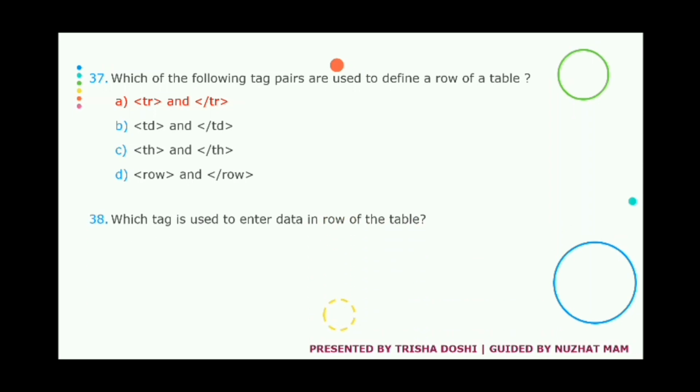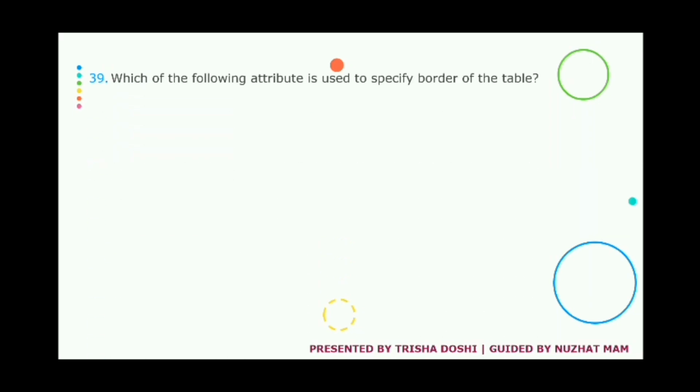Question 38. Which tag is used to enter data in row of the table? A. tr tag pair, B. td tag pair, C. th tag pair, D. row tag pair. The correct answer is B. td tag pair.